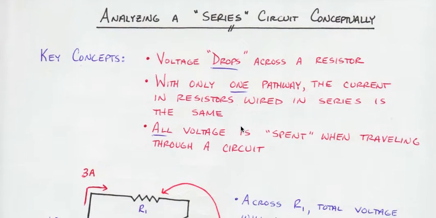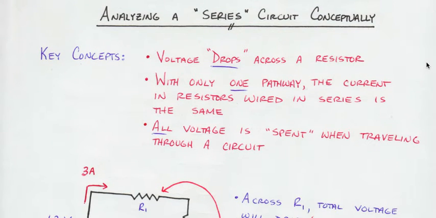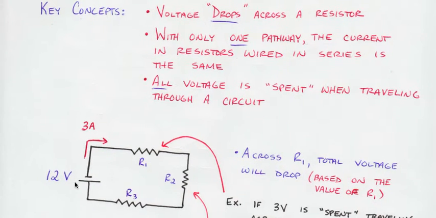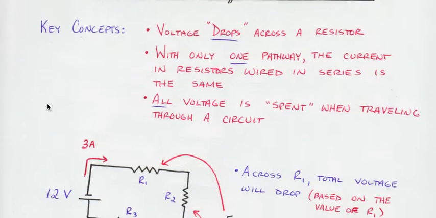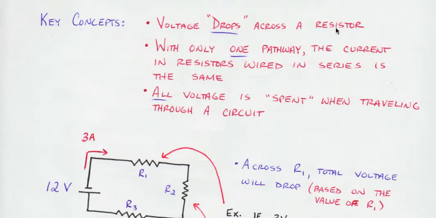In terms of analyzing a series circuit, we'll look at the math a little bit later. Conceptually, there's three big concepts we need to understand. You're given a certain amount of voltage within a circuit, and that voltage drops every time you cross a resistor or pass through a resistor. The second thing is, since you only have one pathway, the current in each resistor is going to be the same because the current has no other option but to travel through each resistor.